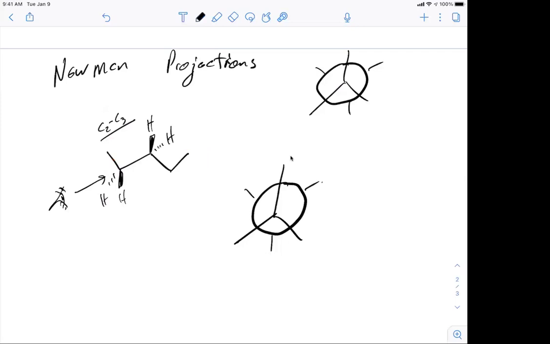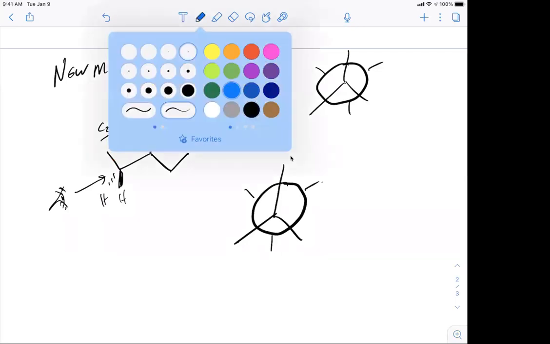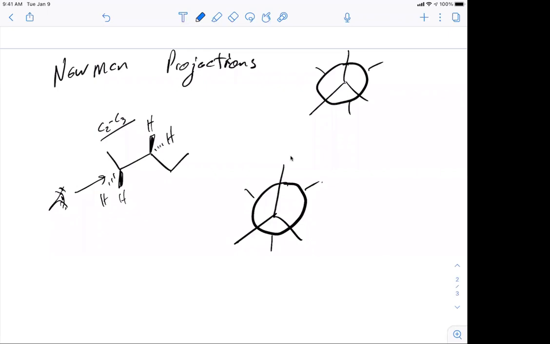Okay. So when I put those in, that means if I look down the structure, what's going up? I have the methyl. So there's the methyl. I have a hydrogen coming to the front and a hydrogen going to the back. If I look here, what's going down? What's going down is my ethyl, so I write that in, and I have my hydrogen and my hydrogen. Questions about that?